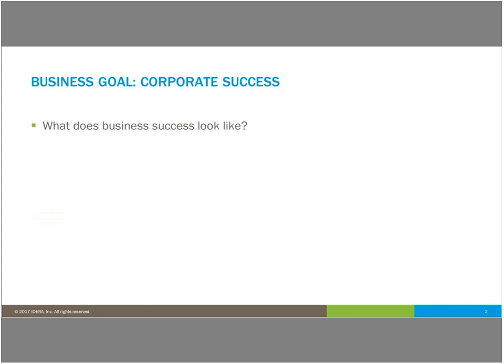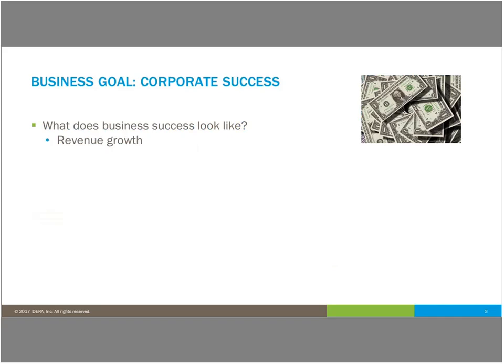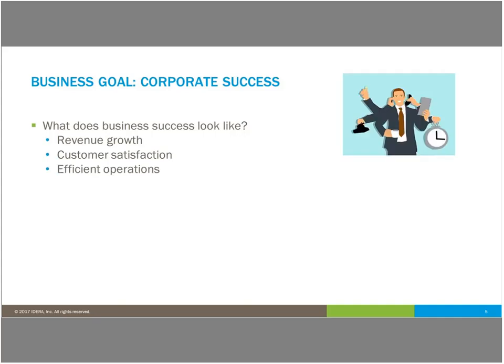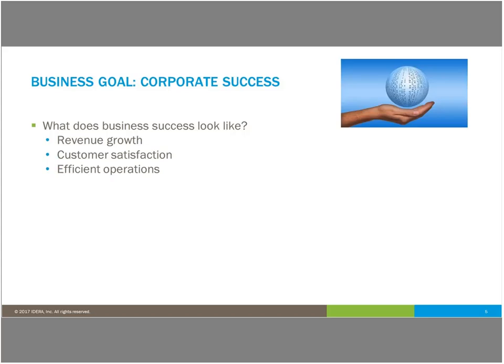I wanted to look a little bit at business goals and what business success looks like for organizations. A lot of organizations would say that revenue growth, obviously bringing a lot more money into your organization, is a good way to measure success. Customer satisfaction, having the people who are buying your product happy with your product, is always a good thing to have. Having efficient operations, allowing your teams to multitask effectively and streamline your processes, those are all great measures of success, as well as product and data quality.